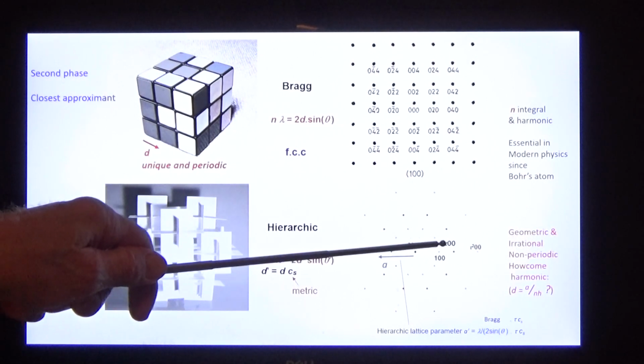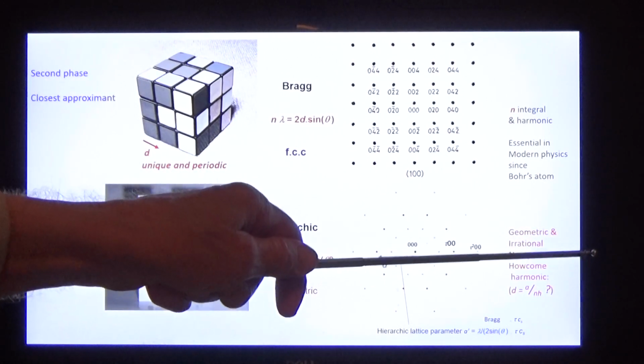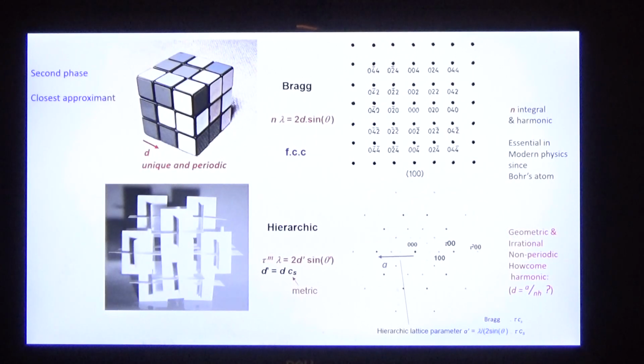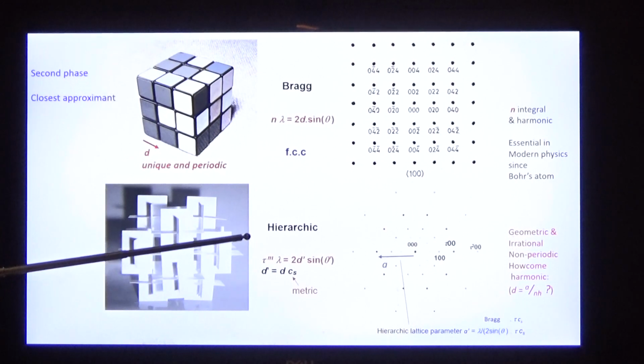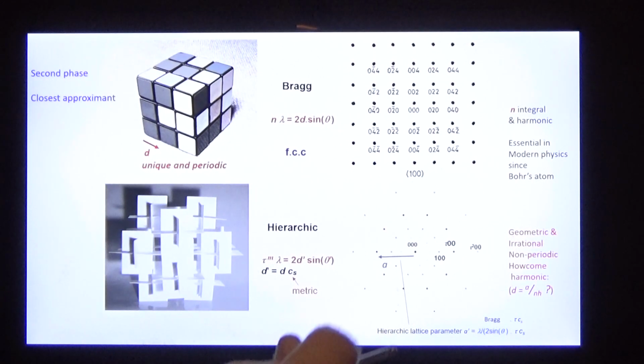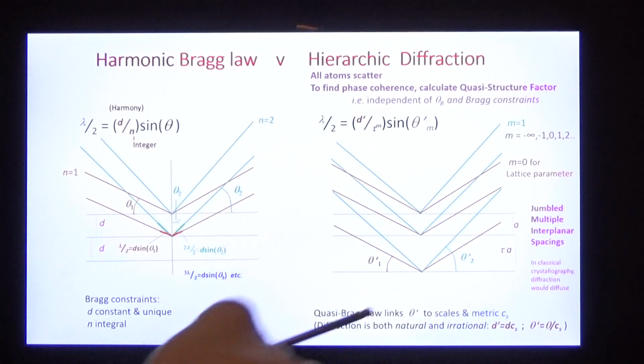n equals 0, 1, tau, tau squared, tau cubed, tau to the fourth. Tau is an irrational number. It's aperiodic and anharmonic. So how on earth does it diffract?